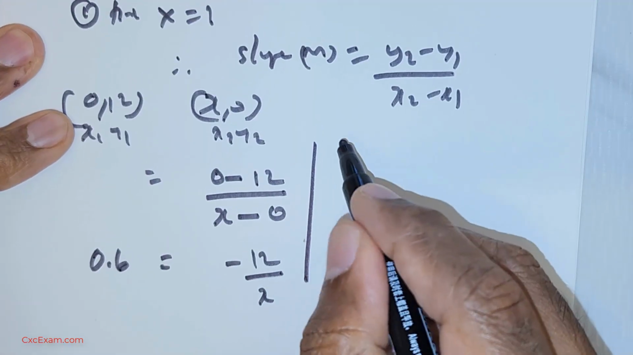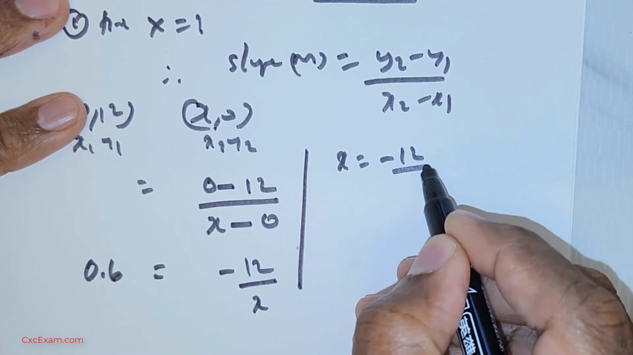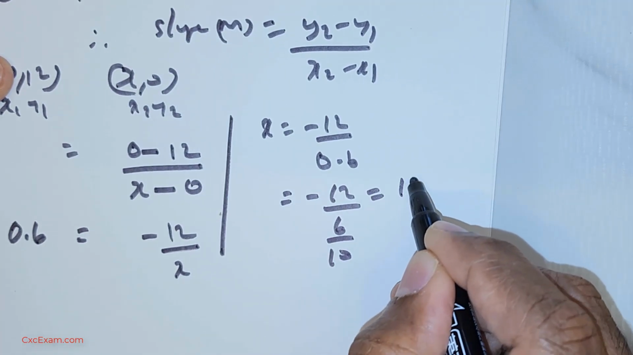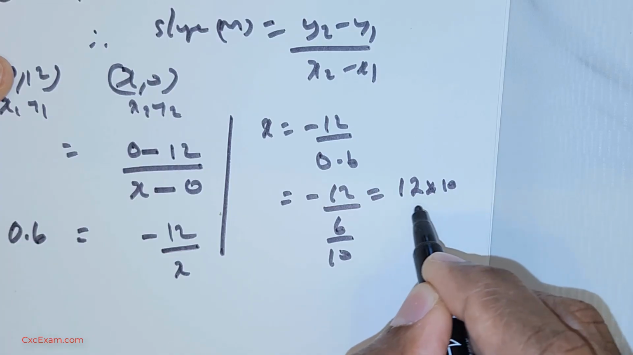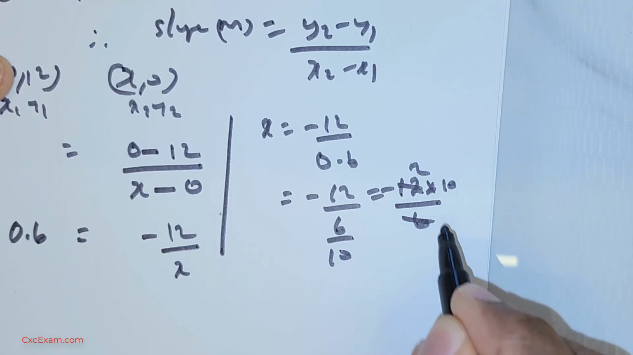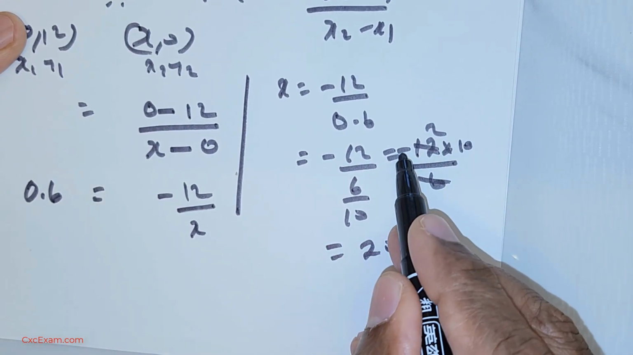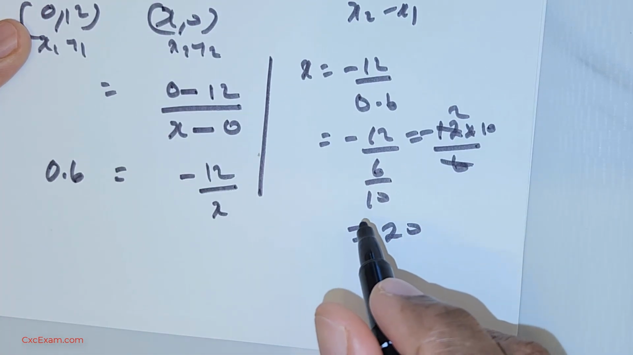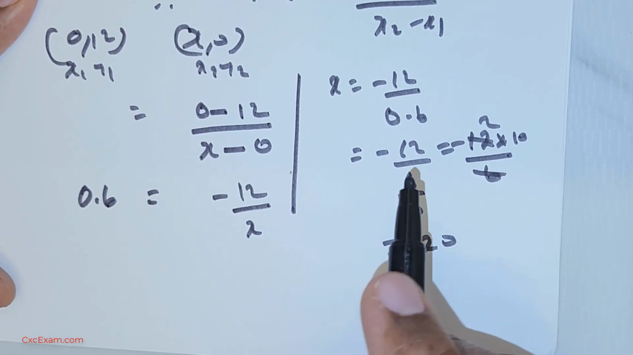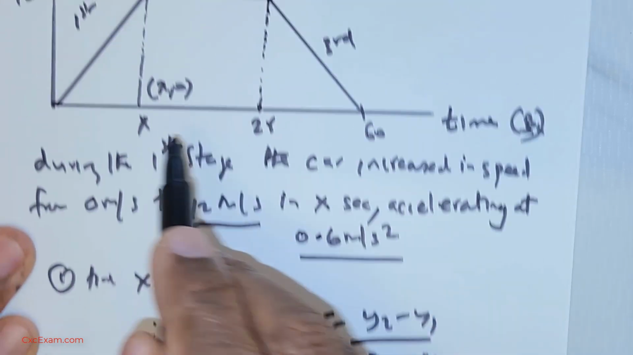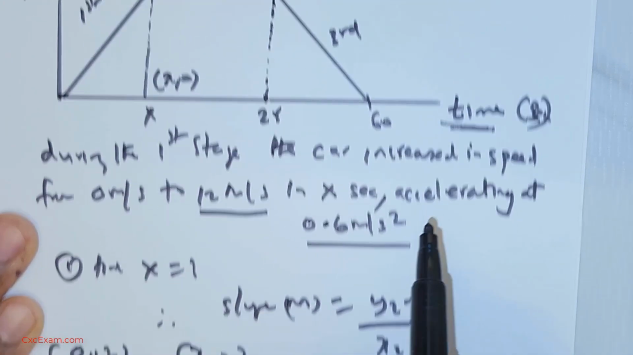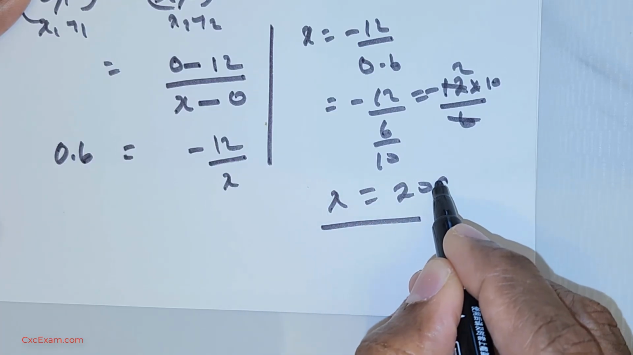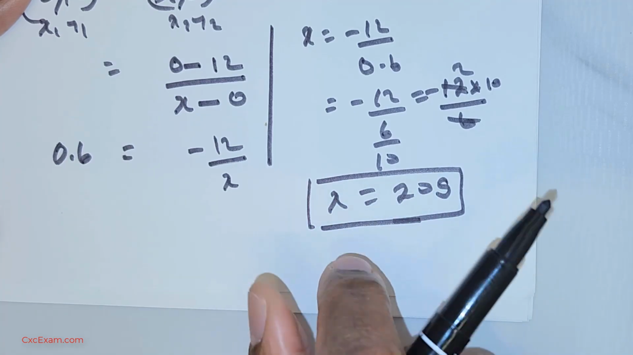We need to get the value of x. I'm going to use the space here. So x is equal to negative 12 divided by 0.6. I can rewrite this as 6 divided by 10, which is going to be 12 multiplied by 10 divided by 6. 6 divides here 2 times, 2 into 10, you get 20. Now you might be wondering, there is a negative sign there. Should we place it? No, we are dealing with physical application of a real-time situation. And x is actually the time component here. So this cannot be negative. So you have to get rid of the negative sign and write it as x is equal to 20 seconds. That is the solution for this particular question.